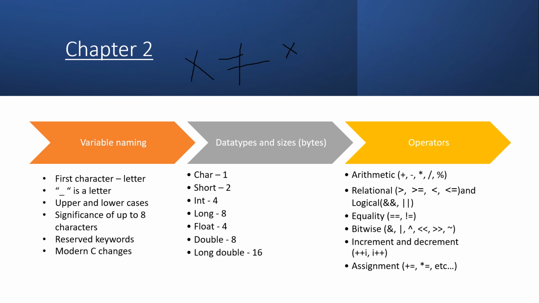Moving on, there was a significance up to 8 characters. That means that a variable name was considered unique, or the characters were considered significant, up to 8 characters. In the modern C language, there was a change which said that up to 30 characters are now significant. Now there are some reserved keywords that you cannot use for naming your variables, such as if, while, do. These all are already function names, so you cannot use them. They are reserved by the language.